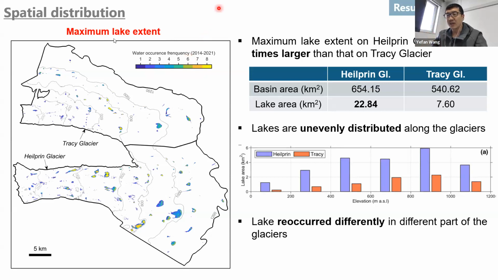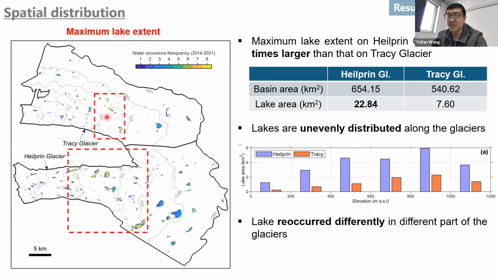From this map, we know that the maximum lake extent on the Heilprin Glaciers is 3 times larger than that on the Tracy Glaciers. We can see that the basin areas are comparable, but the lake area for the Heilprin Glaciers is much larger than the Tracy Glaciers. Also, the lake areas are unevenly distributed around the glaciers. And from the table, we can see that the lake area increased with the elevations. Also, the lakes reoccurred differently in different parts of the glaciers.